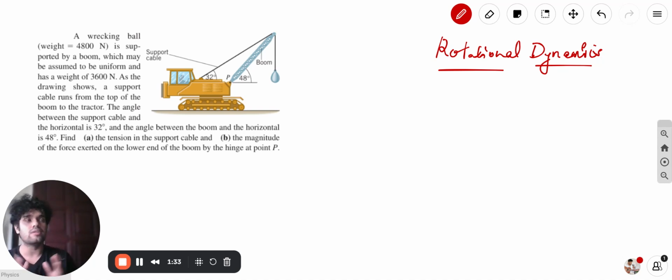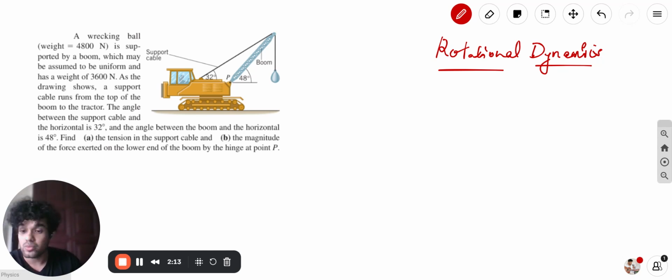Once we study dynamics, we're discussing the forces which cause an object to accelerate. There are two cases of dynamics, linear dynamics and rotational dynamics. Once we study rotational dynamics, we incorporate the linear dynamics in this as well. So here we have a problem with a boom, and we're trying to find all the forces acting on the boom.